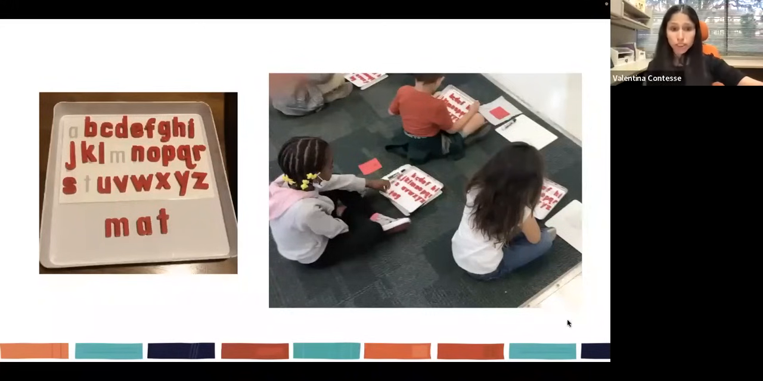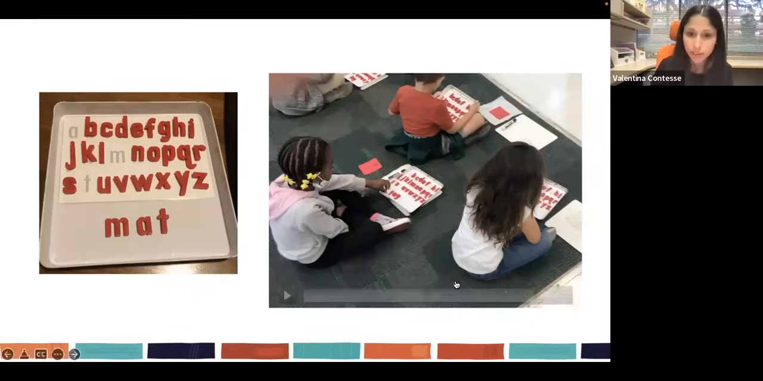We do strongly suggest that if you are using magnetic letters, that you do have some form of alphabet map so that students, once again, know where to return letters to and where to get letters from in order to make the practice more efficient. It also really helps with students learning alphabetical order. So here's a quick video of students using the magnetic letters.